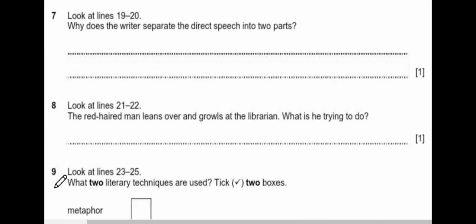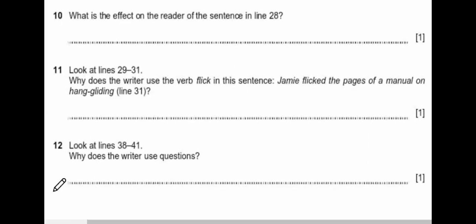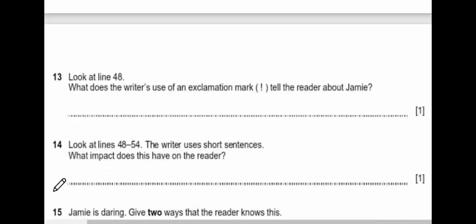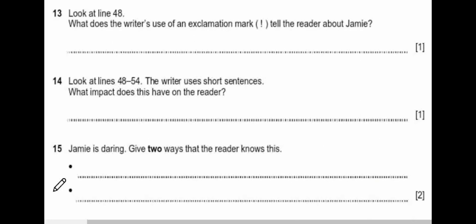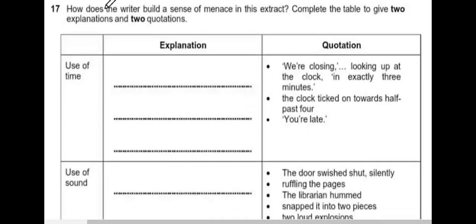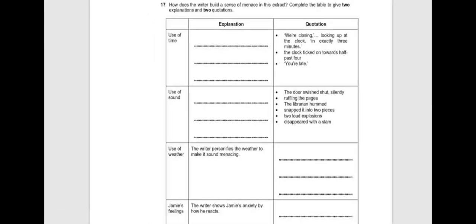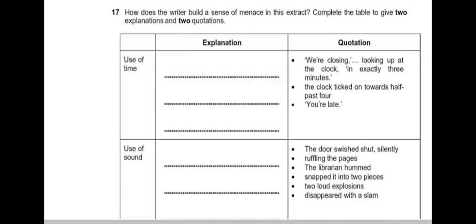And then this is question 8, and this is 9, and this is 10, 11, 12, followed by question 13, 14, and 15. Next is question 16 and 17. This is all the table. We have to fill the table for question 17. This is the whole question 17.